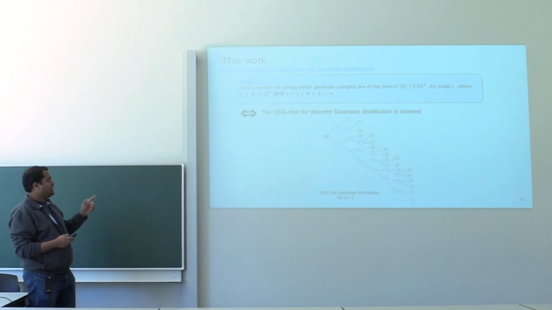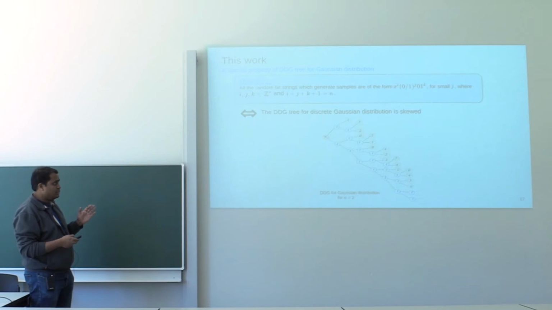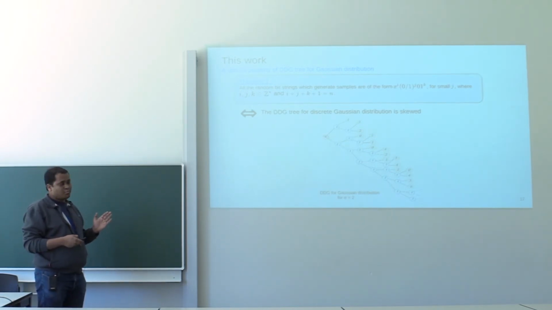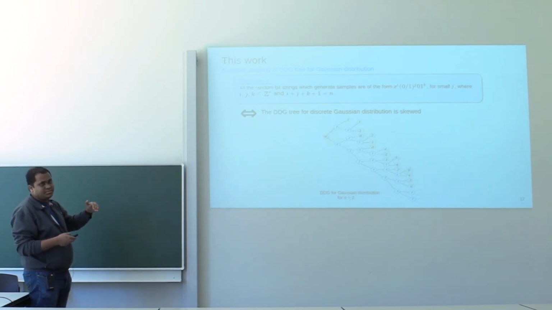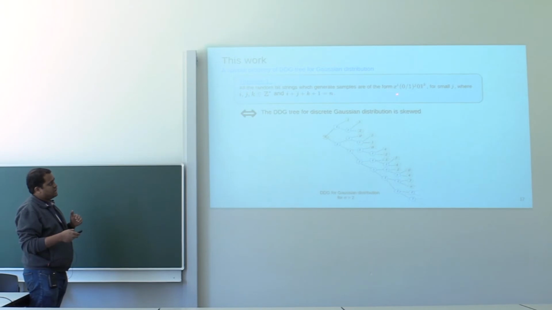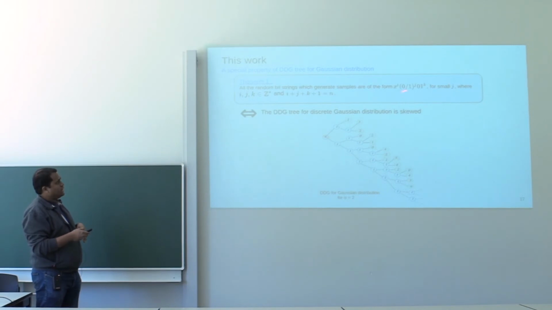First we saw this property of the DDG tree for discrete Gaussian distributions. We noticed that for discrete Gaussian distributions, the DDG tree is very skewed. That means that the input random bits that actually hit the leaves have a particular property: a run of trailing 1s, then a 0, then some variable binary bits, and then some don't care bits.